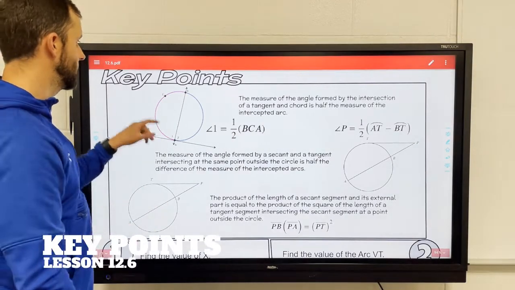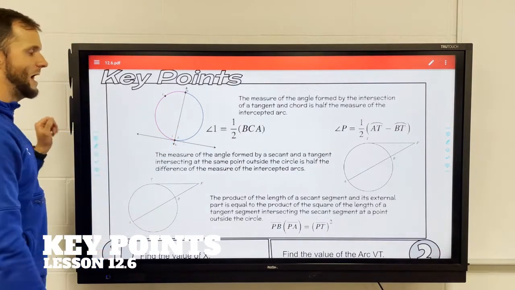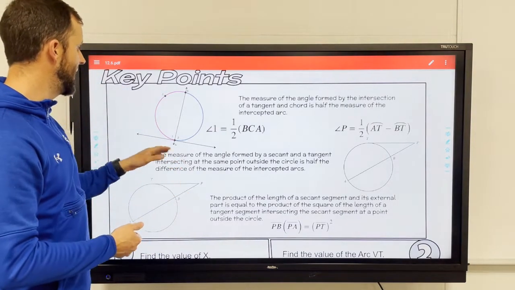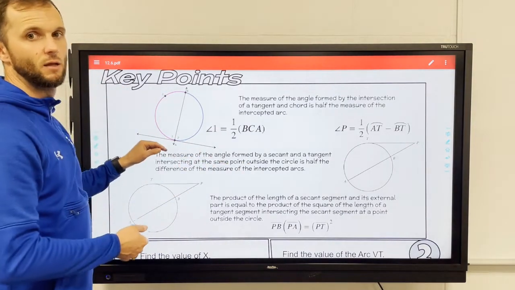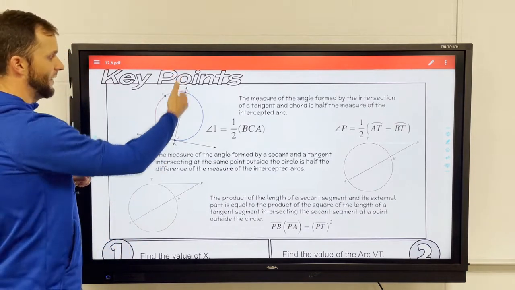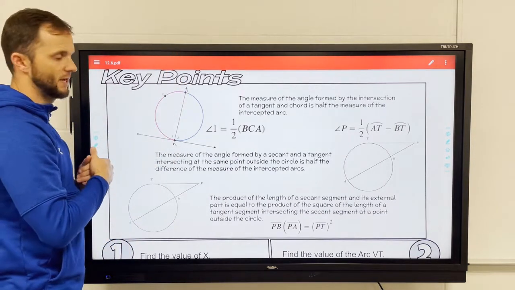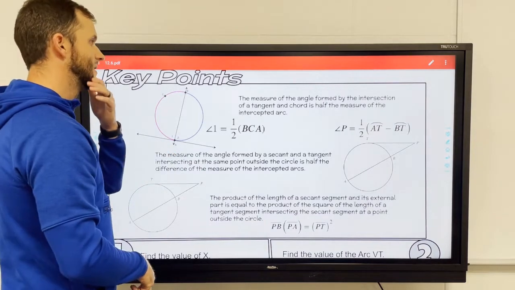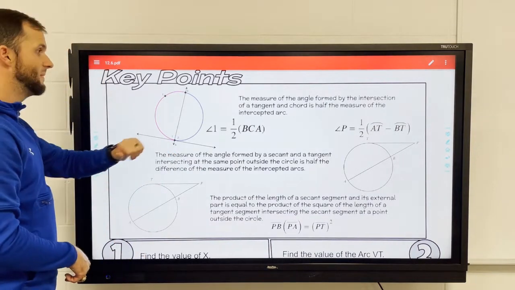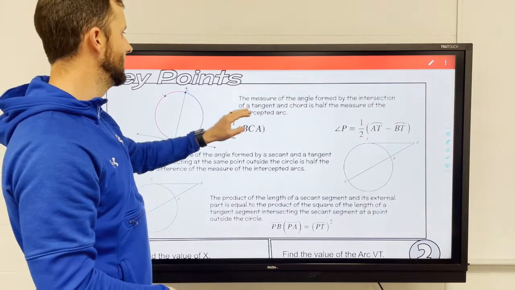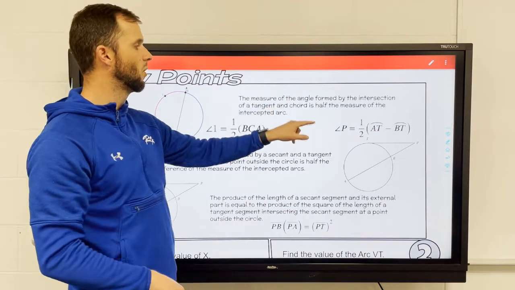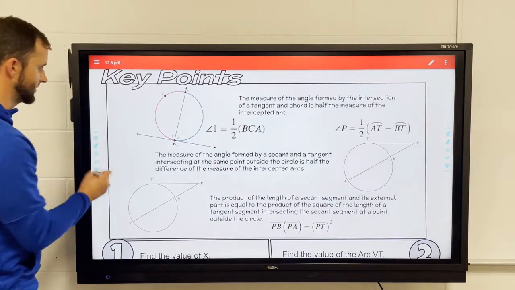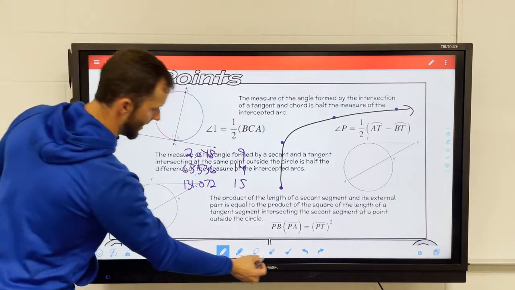Okay, so the first thing we're going to look at is what happens when you have a chord and also a tangent line. So remember, a chord is any line that's going in between the two points on the circle, and a tangent line touches at exactly 1 point. So right now it says the measure of an angle formed by the intersection of a tangent and a chord is half the measure of the intercepted arc. So for instance, let's go ahead and look at this.